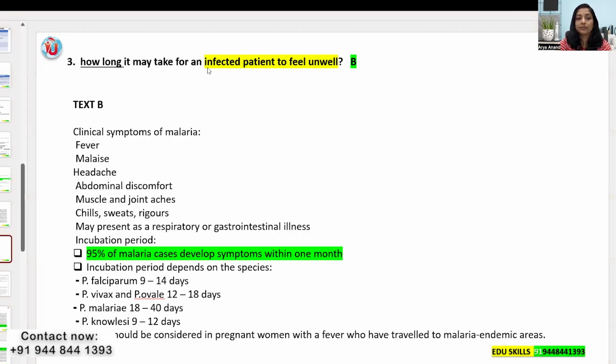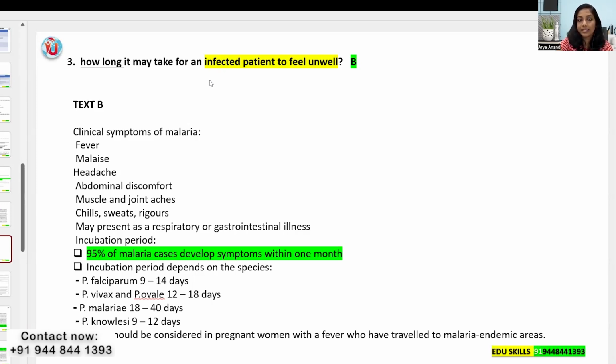Text B. Why? Because of symptoms mentioned in text B. And incubation period is mentioned in text B. So here they have mentioned how long it may take for an infected patient to feel unwell. That means what? Incubation period. How long it will take to develop symptoms. Time period to develop the symptoms.